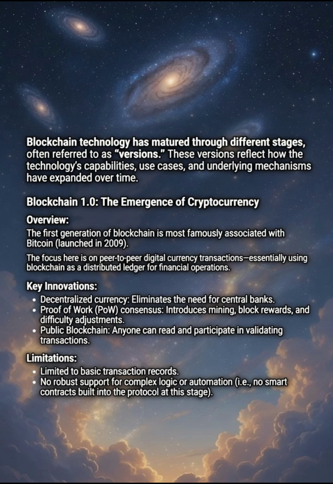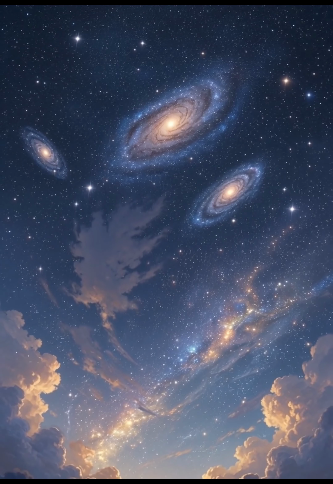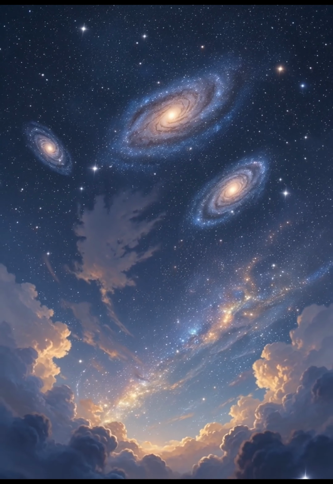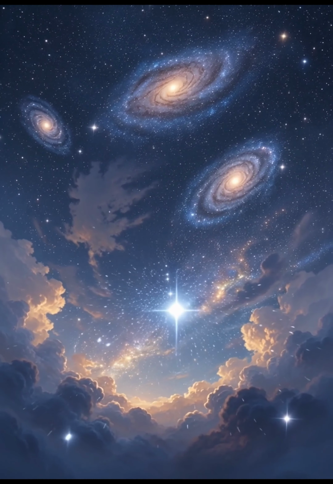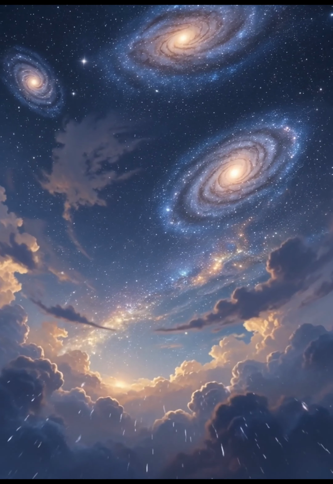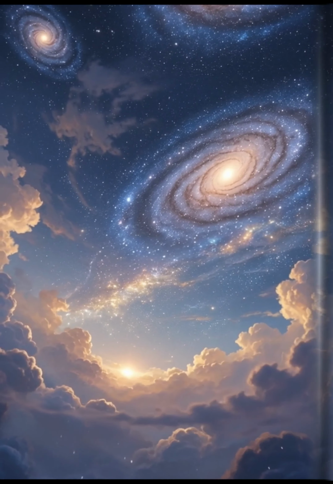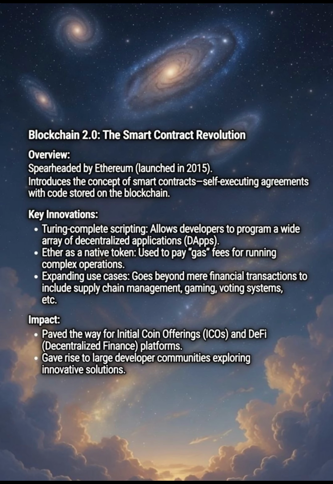Public blockchain: anyone can read and participate in validating transactions. Limitations: limited to basic transaction records, no robust support for complex logic or automation, i.e., no smart contracts built into the protocol at this stage. Blockchain 2.0, the smart contract revolution.